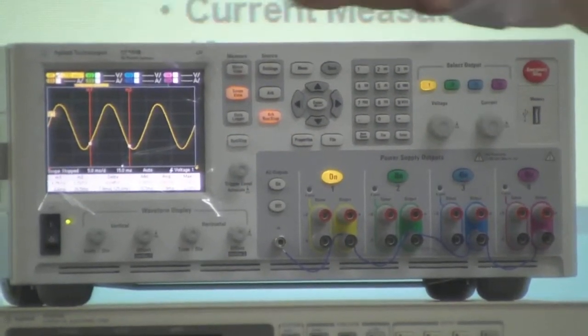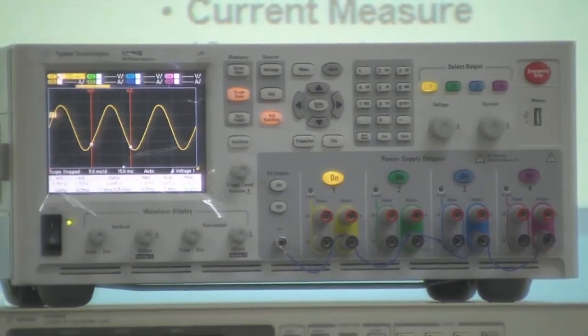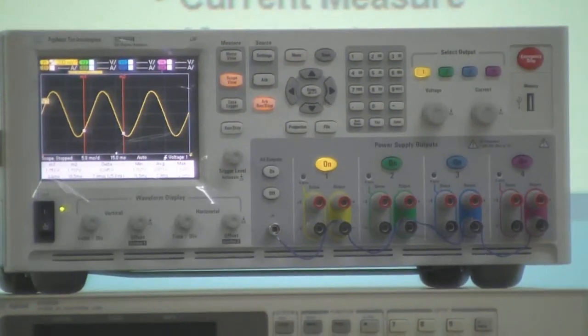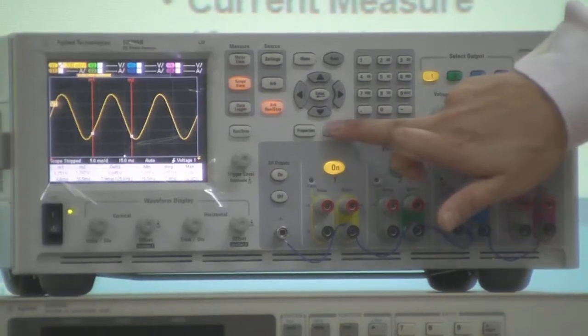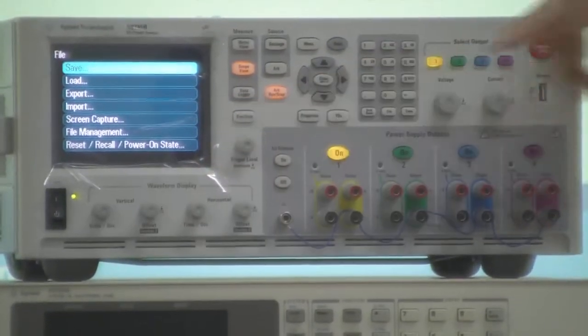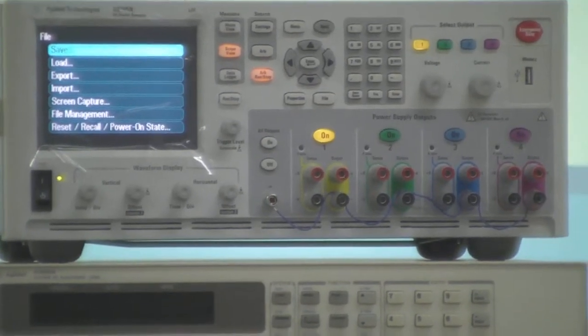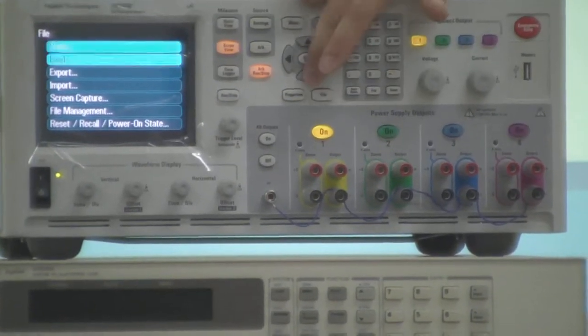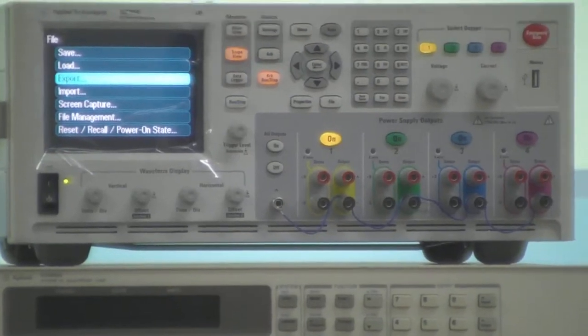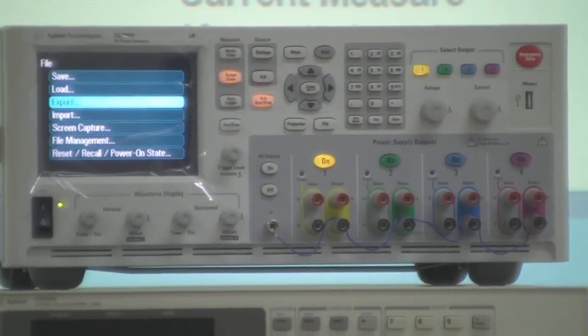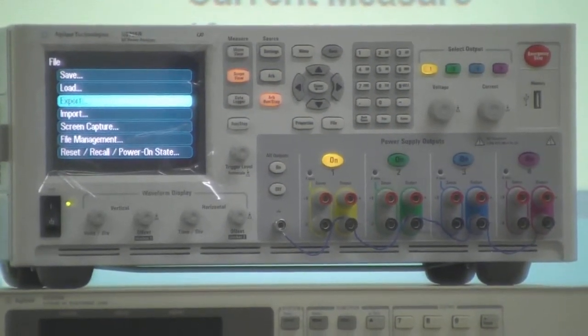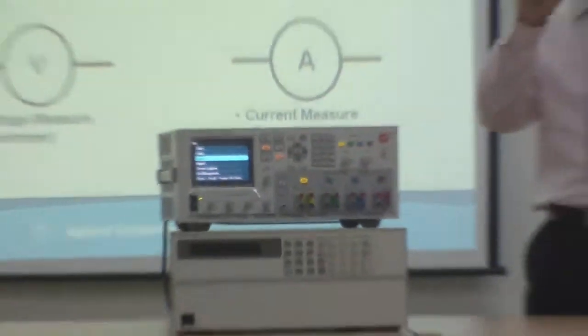Once you're at this point, let's say you want to get this picture onto a report. You can go to File, and there's a screen capture, so you can capture that picture and put it on your report. You can also use the export function in File. The export function exports the data that creates that waveform into a number format.